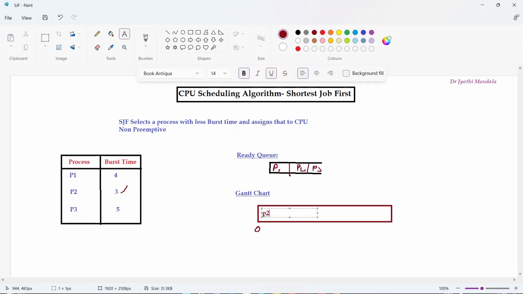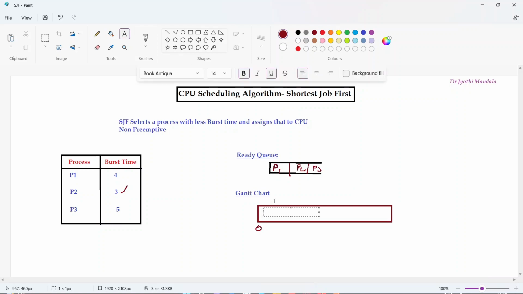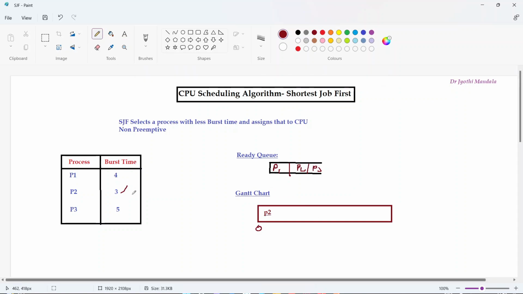P2 has started its execution. So at 0 seconds, P2 has started its execution. Now, as P2 has started, how much time is required for P2? It requires 3 seconds. So 1, 2, 3 seconds. P2 will complete its execution in 3 seconds. Now we have finished P2.